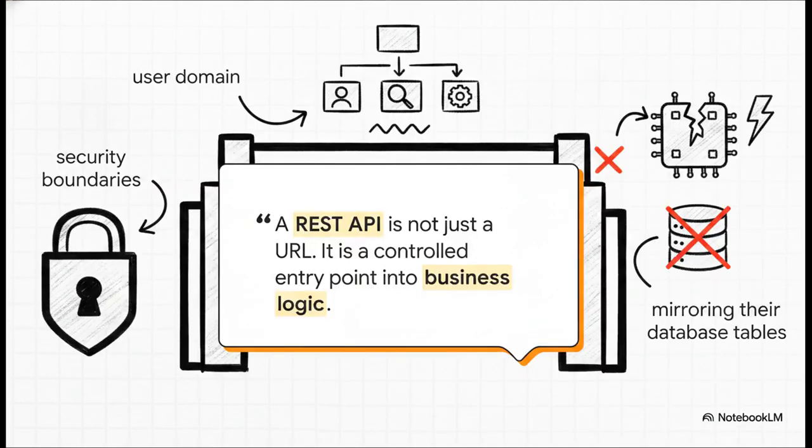Which leads me perfectly to this vital quote. A REST API is not just a URL. It is a controlled entry point into business logic. Bad APIs happen when developers only think about mirroring their database tables. Good APIs happen when you truly understand the user domain, the security boundaries, and real-world failure cases.